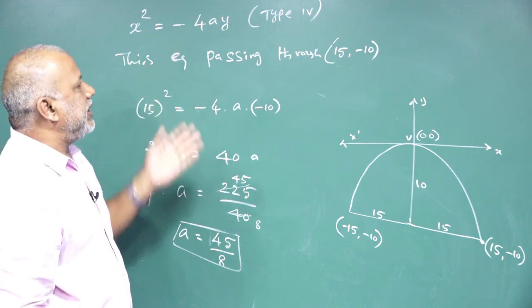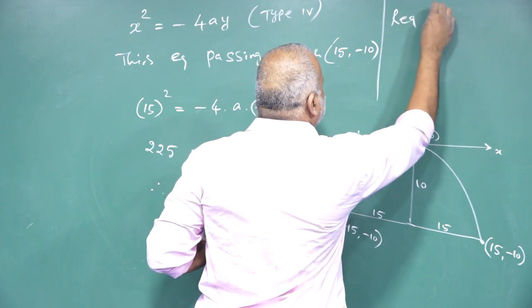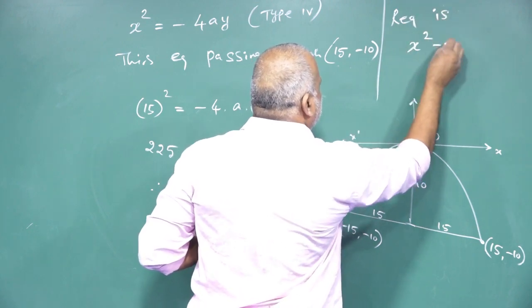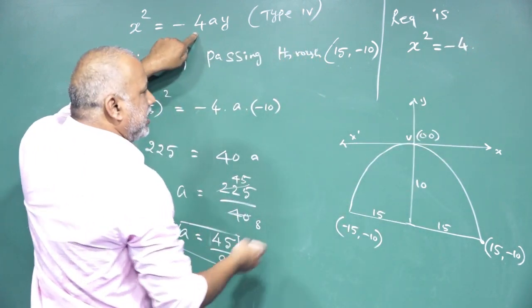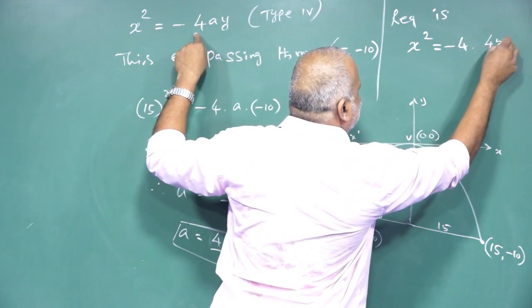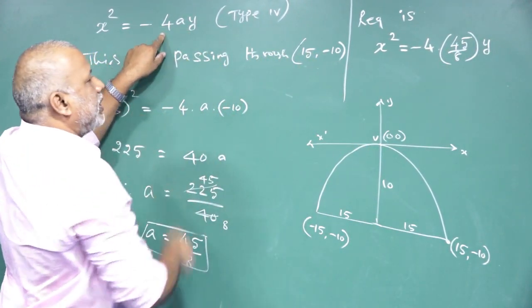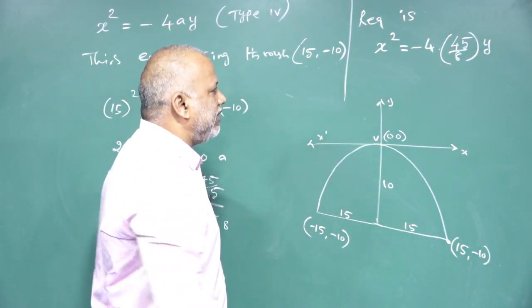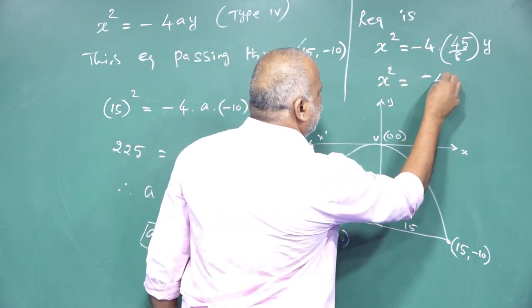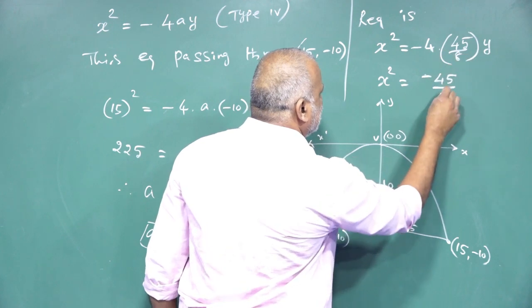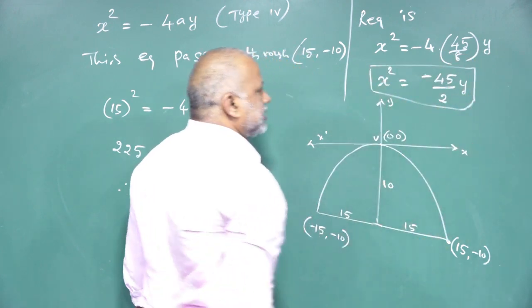Now I can substitute here. Therefore the required equation is x squared equal to minus 4. The value of a we just derived is 45 by 8. Then already we have 1. This 4 and 8 will be removed. We can get x squared equal to minus 45 divided by 2y. This is the required equation of the parabola.